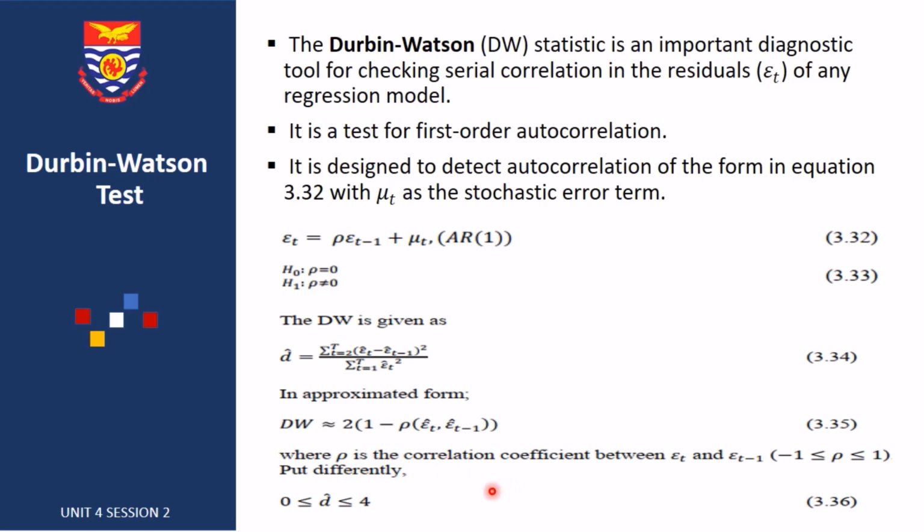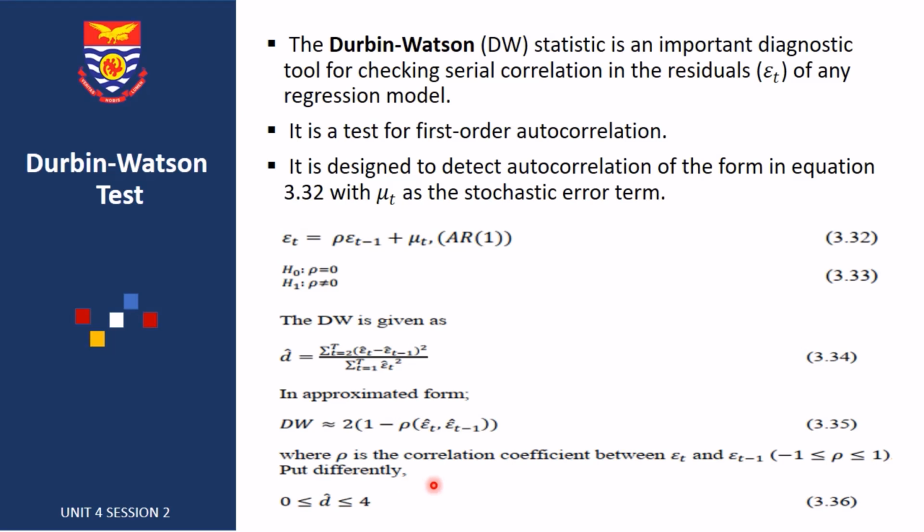On the other hand, if rho is equal to 1, we have perfect positive serial correlation, which indicates the presence of autocorrelation within our regression model, and in this case the DW will give us a value of 0. When the correlation coefficient is negative, that is equal to -1, we say that there is perfect negative autocorrelation, and in this case the DW will give us a value of 4.